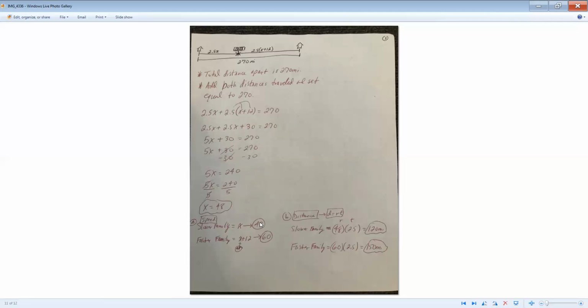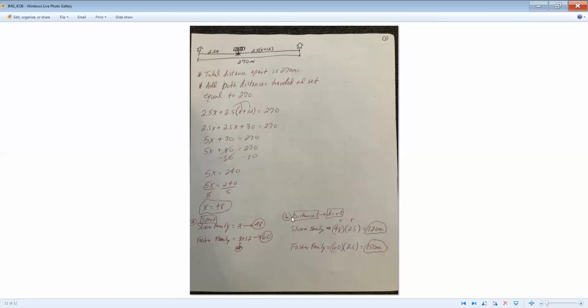So part A asks us for the speed of each family. So you plug in 48 for x, which is 48 for the slower family. Then x plus 12, 48 plus 12, is 60 miles per hour for the faster family. So the 48 miles per hour for the slower family, 60 miles per hour for the faster family.